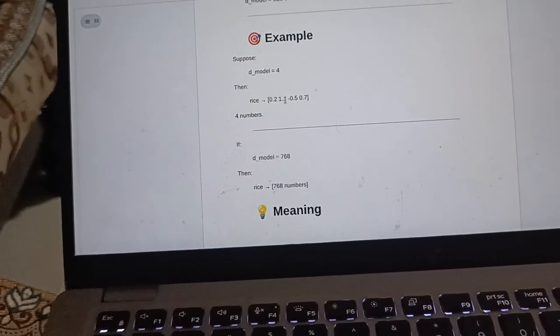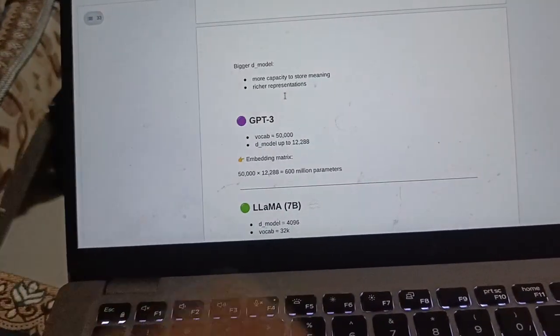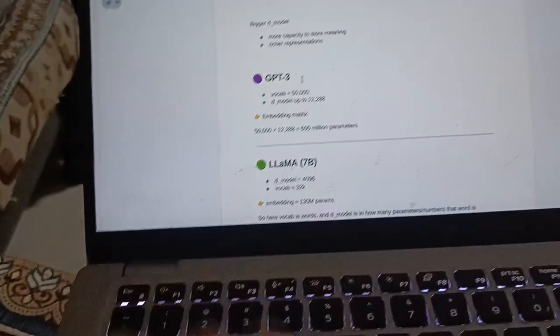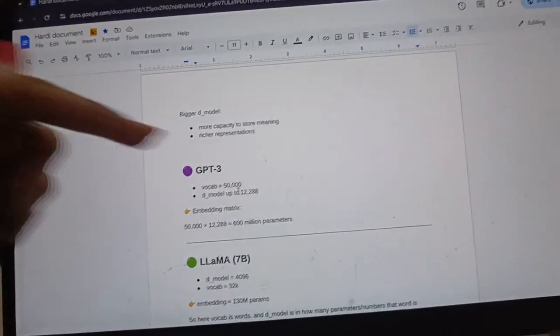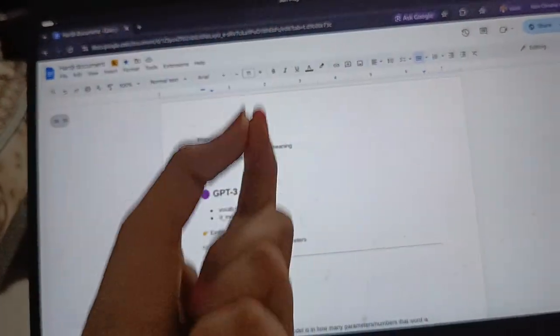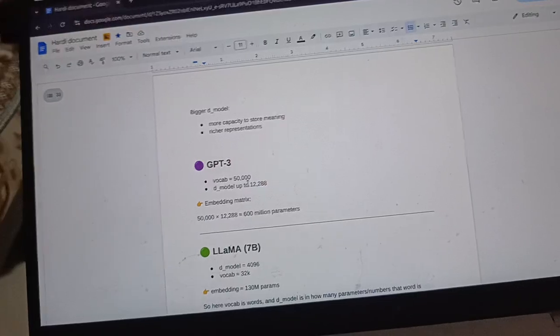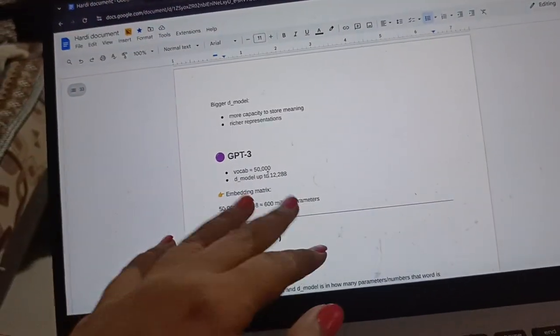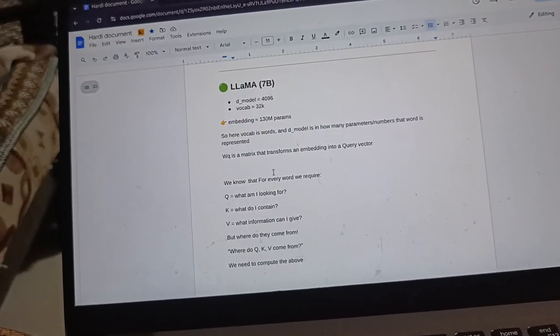And I remember for BERT it is 768. So this is a BERT example. The bigger the d, the more capacity to store meaning. GPT has up to 12,000, that's why it has around 600 million parameters, right? So it's like 50,000 vocabulary entries as rows, and parallelly it has the number of embeddings for the same. So for a particular word it is 12,288. So it's like 600 million parameters. This is Llama, 7 billion.